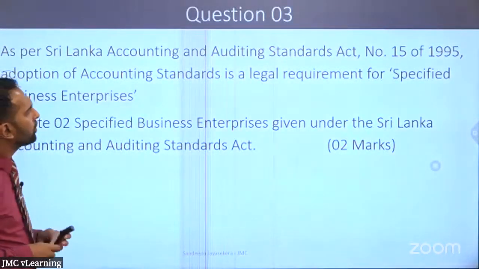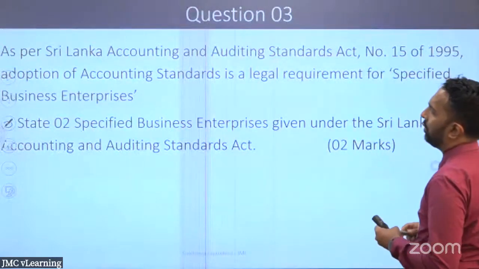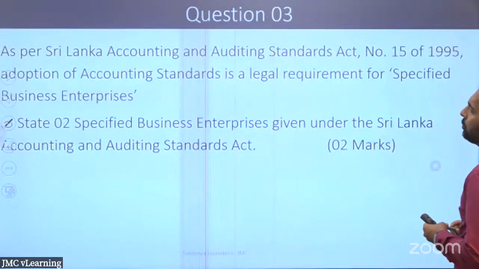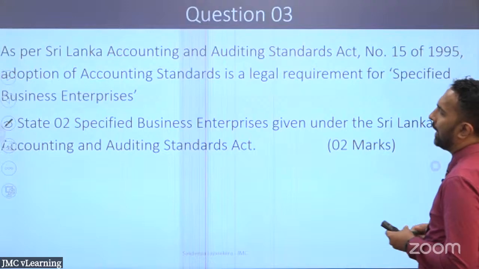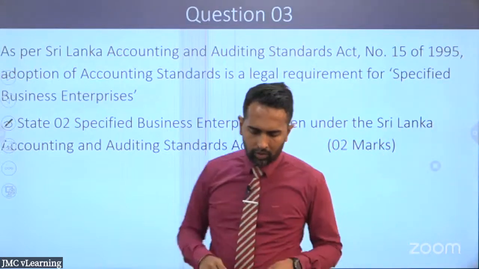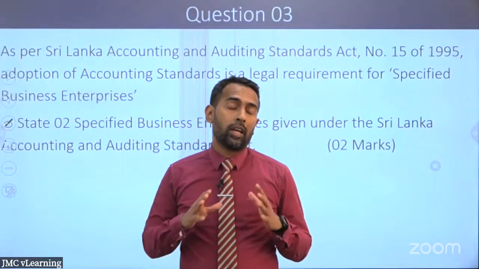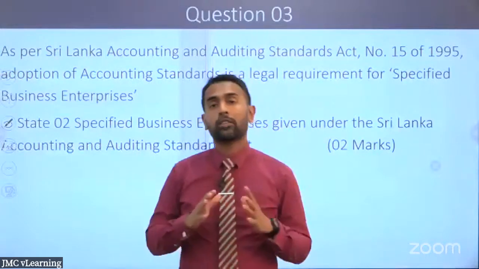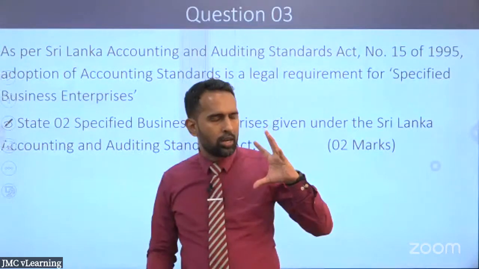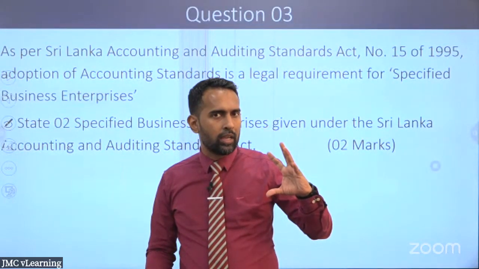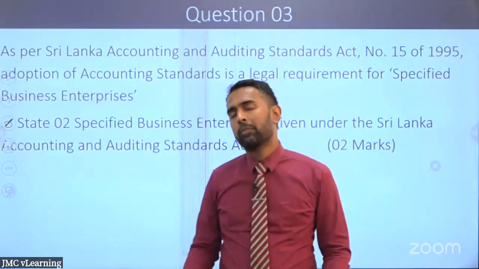Right. We'll move on to question number 3, Lamai. State 2 specified business enterprises given under the Sri Lanka Accounting and Auditing Standards Act. This question I have created from the regulatory framework. Lamai, you all know that the Sri Lanka Accounting and Auditing Standards Act, number 15 of 1995, says that Sri Lanka Accounting Standards is a law, a must to be applied by the specified business enterprises.